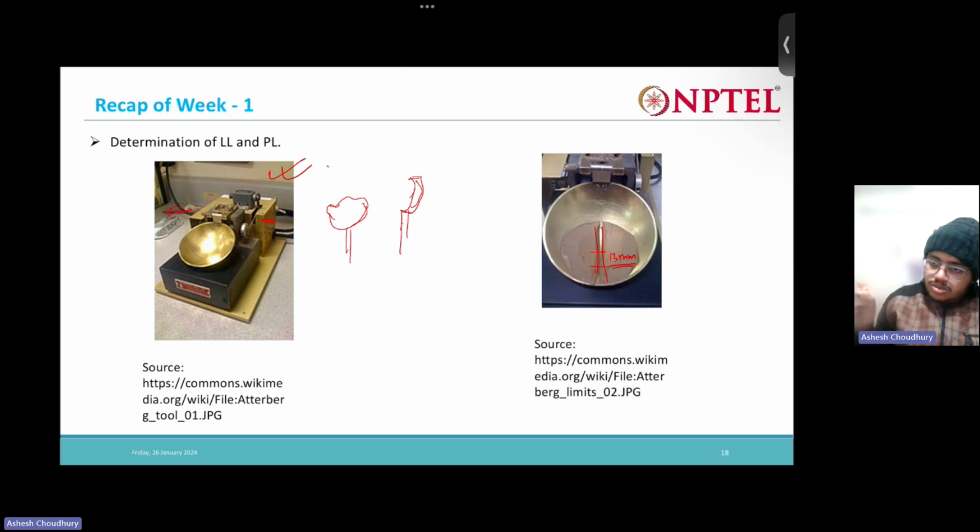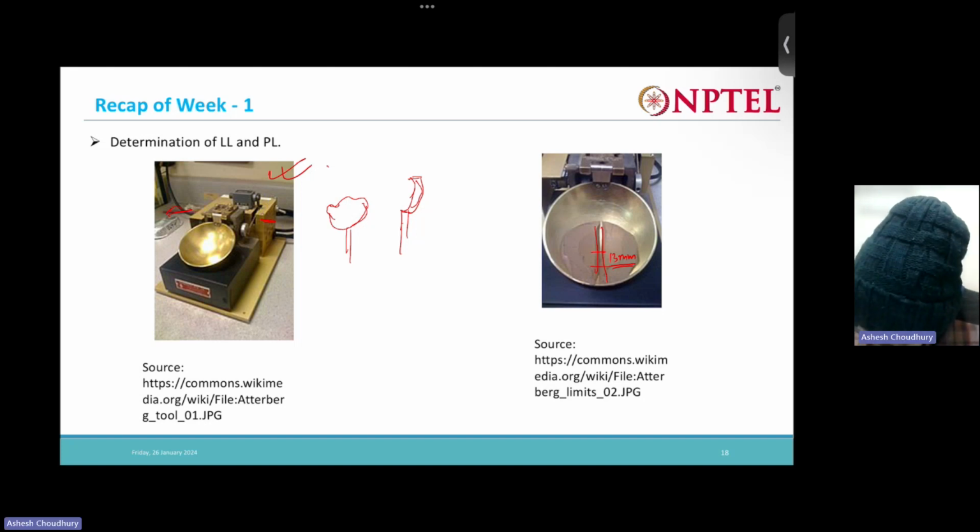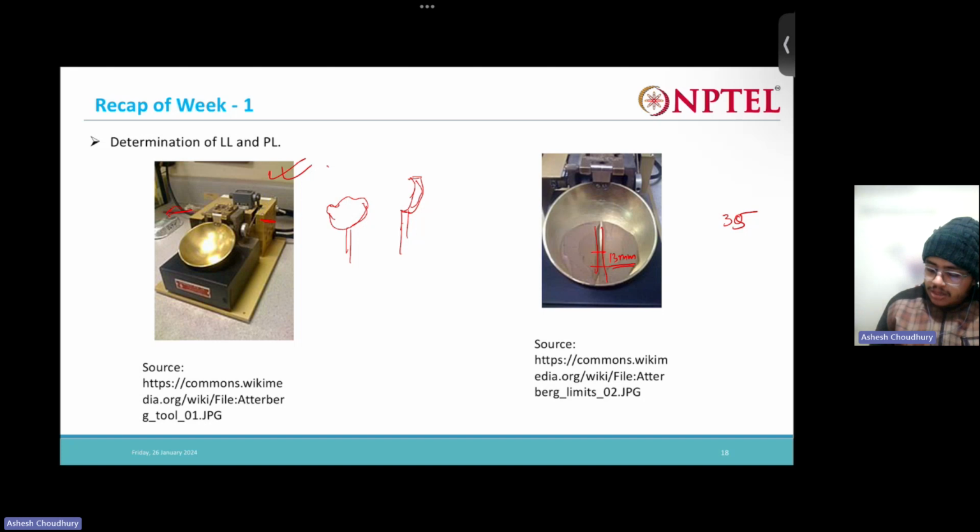We need to note down the blows. So you add some water and make the paste. You had made the paste by pouring some amount of water, then you keep on giving blows. So what will happen? Say first you had given very less water, so it took a high number of blows. Say 35 blows it took for 10% water.